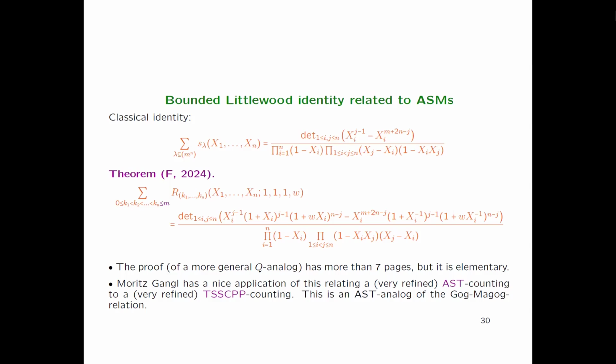Actually, Moritz has quite a nice application of this. With this, he could show that a quite refined alternating sign triangle counting is the same as a quite refined counting of Magog. I think that's an analog of the Gog-Magog thing, except this is actually a proof and not a conjecture anymore.